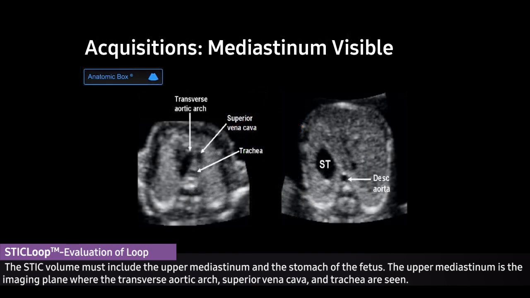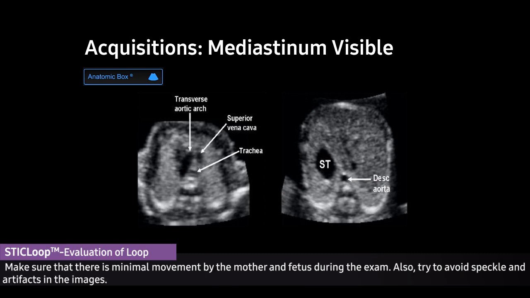The STIC volume must include the upper mediastinum and the stomach of the fetus. The upper mediastinum is the imaging plane where the transverse aortic arch, superior vena cava, and trachea are seen.